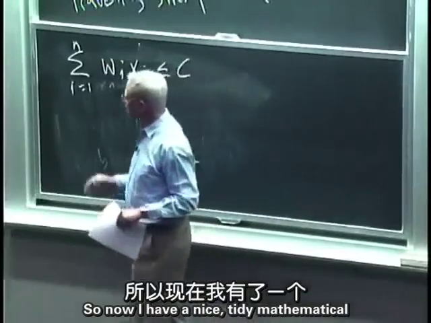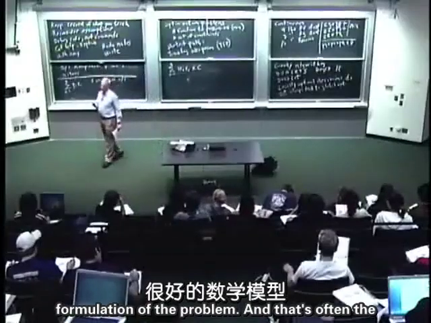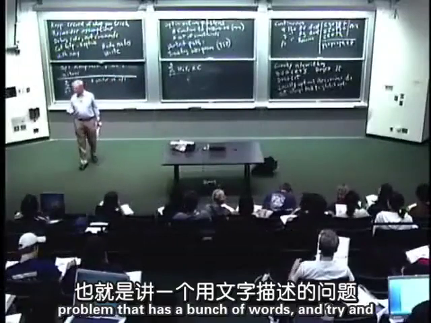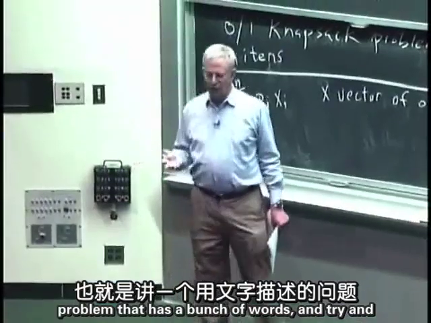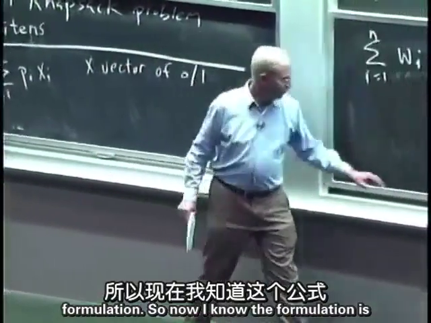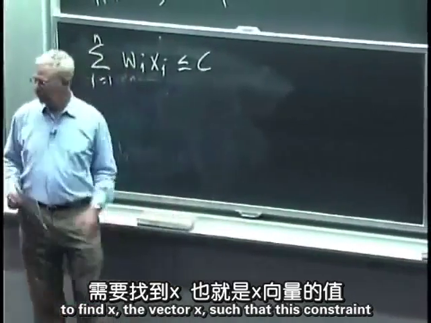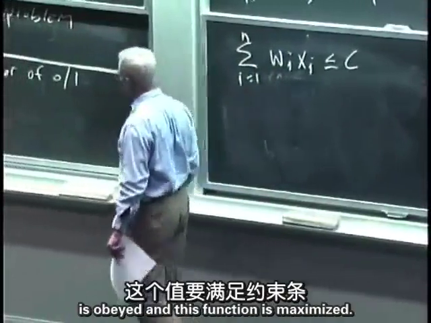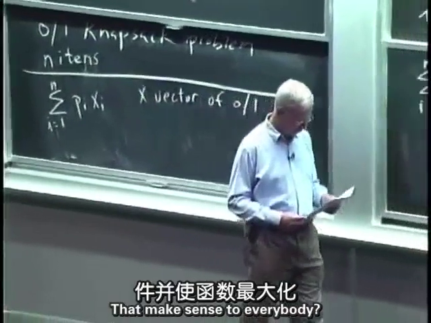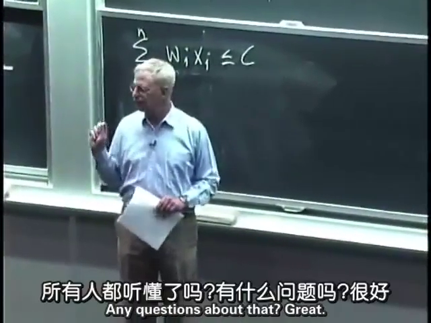So now I have a nice, tidy mathematical formulation of the problem. And that's often the first step in problem reduction, to go from a problem described in words and write it down as a nice, tight mathematical formulation. So now I know the formulation is to find the vector x such that this constraint is obeyed and this function is maximized. That makes sense to everybody? Any questions about that?